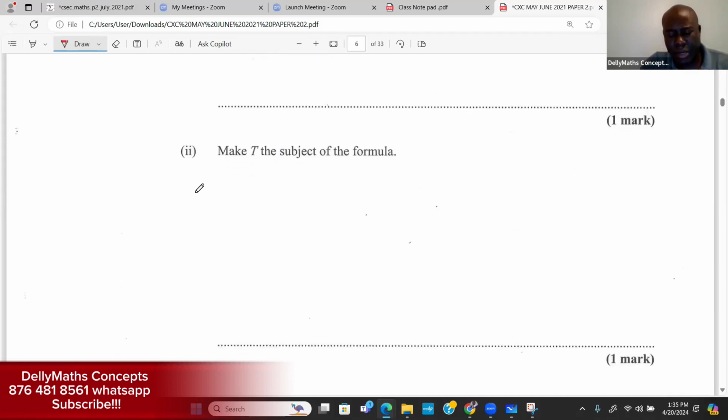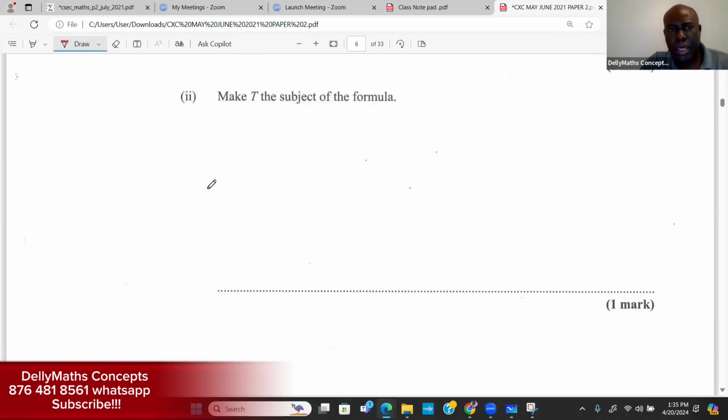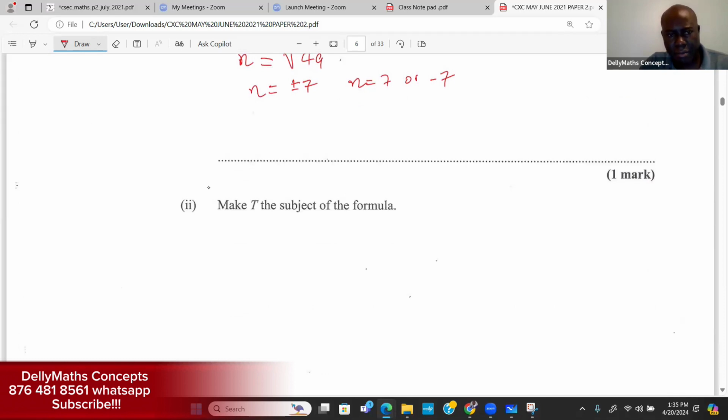Make t the subject of the formula. Now let's look back at it. N is equal to the square root of t. So what we're going to do is we're going to square both sides because the square and the square root cancel. So n squared is equal to t. So you could say t is definitely n squared.